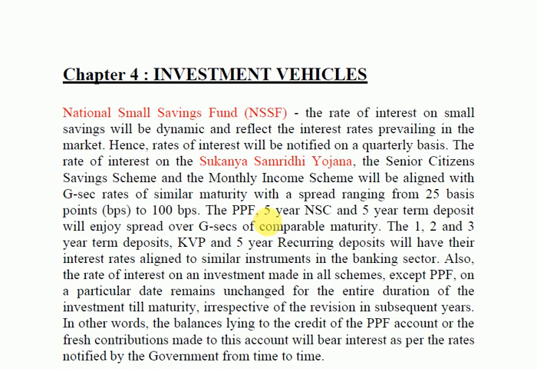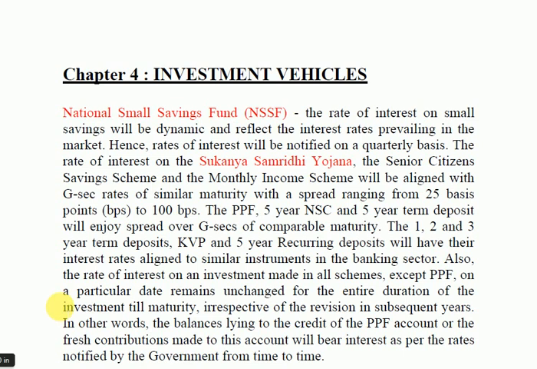The PPF, 5-year NSC and 5-year term deposit will enjoy spread over government securities of comparable maturity. The 1, 2 and 3-year term deposits, KVP and 5-year recurring deposits will have their interest rates aligned to similar instruments in the banking sector.